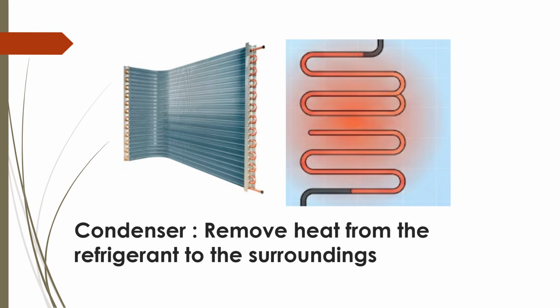This is the condenser. It removes heat from the refrigerant to the surrounding. This rejects heat to the surrounding and changes the refrigerant from vapor to liquid while keeping high pressure. The process occurs in three stages: hot vapor, saturated vapor, and the liquid.